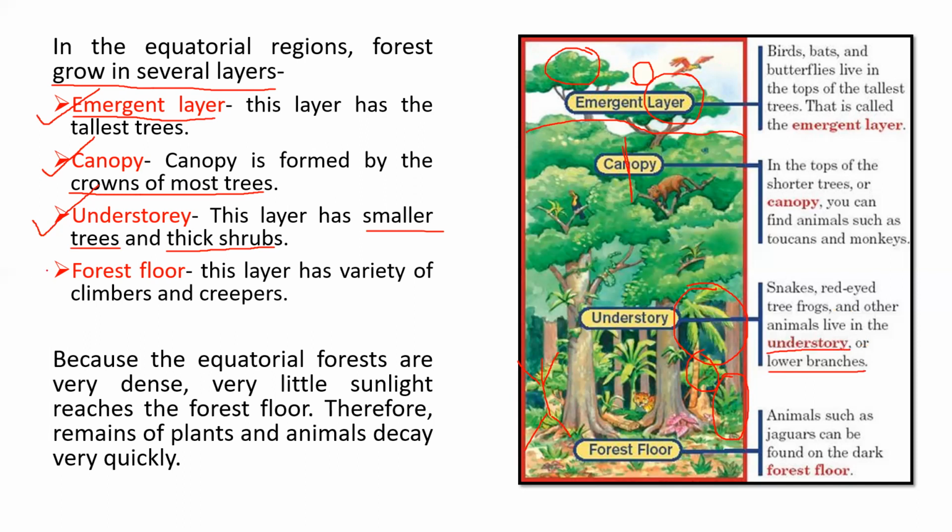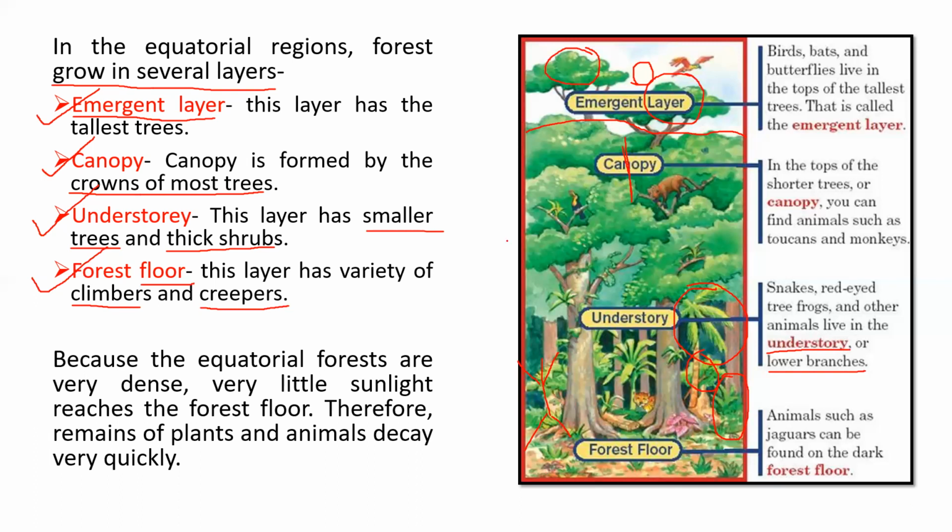And the last one is forest floor. So floor, we know that floor is the ground. So in the forest floor, there are different types of climbers and creepers and grasses. Okay, so this forest floor is also covered in green. So the smallest types of plants like grasses, climbers and creepers are found on the forest floor.